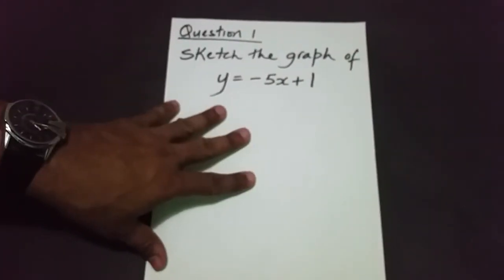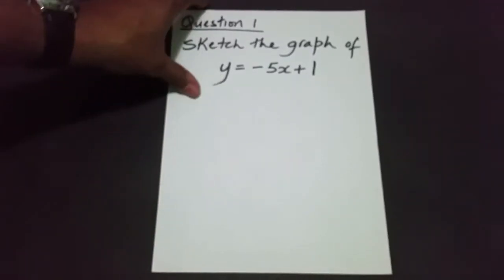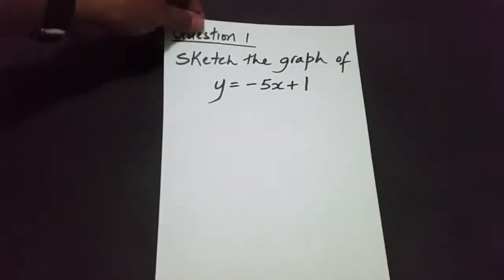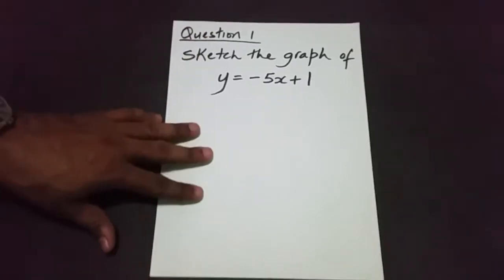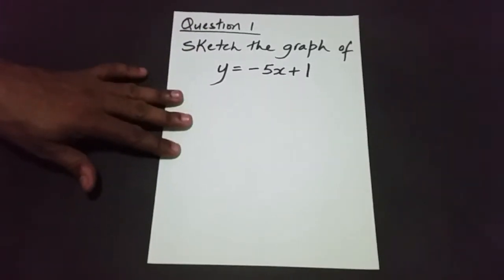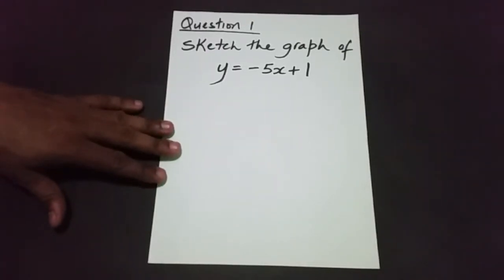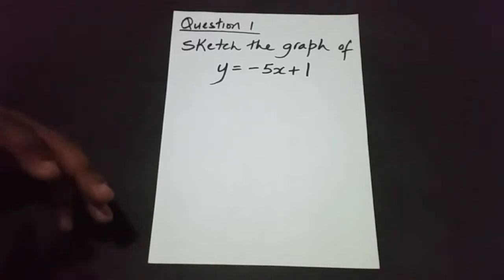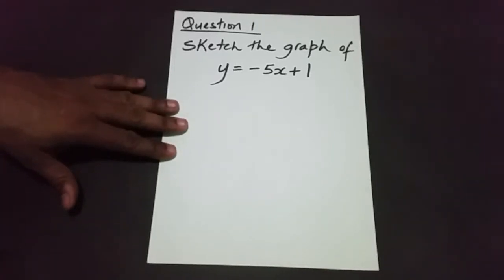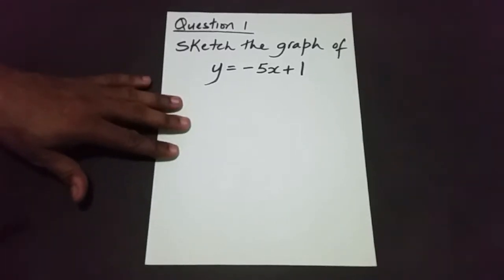Alright guys, we're back and we're looking at one of the questions that was posted in yesterday's class, where we're asked to sketch the graph of y equals -5x plus 1. We're actually going to approach this question two ways. I'm going to show you one way first of all, but essentially they boil down to the same method, but I want to stress one of the two routes that you can take.